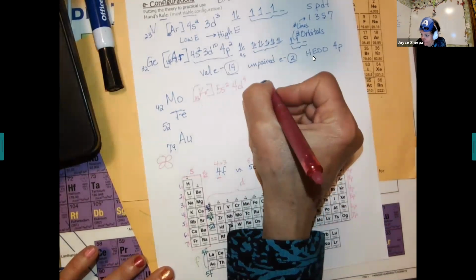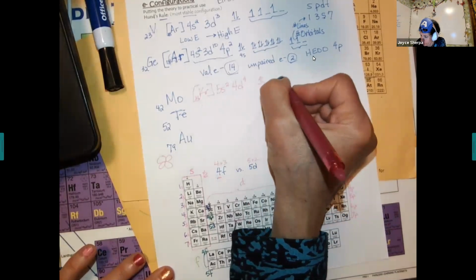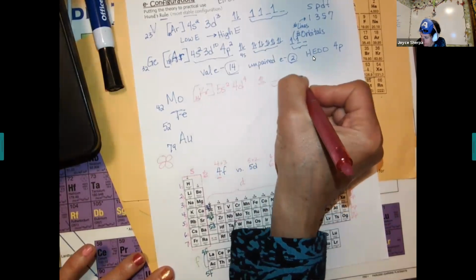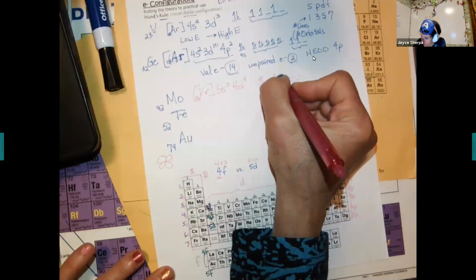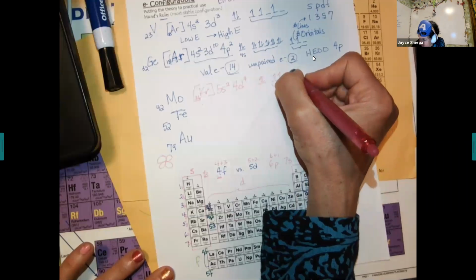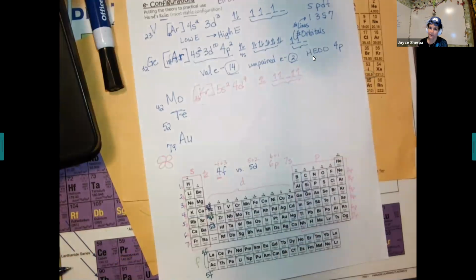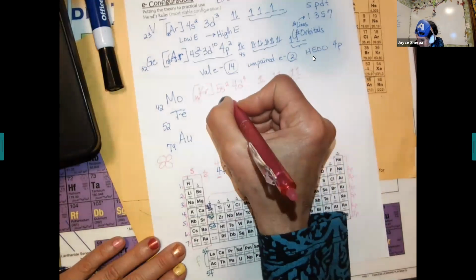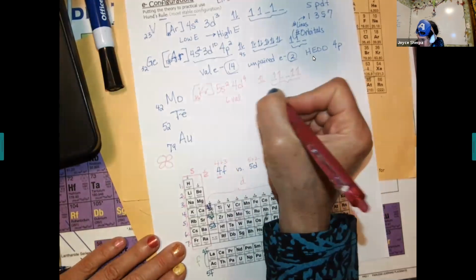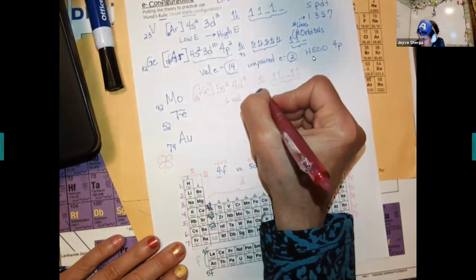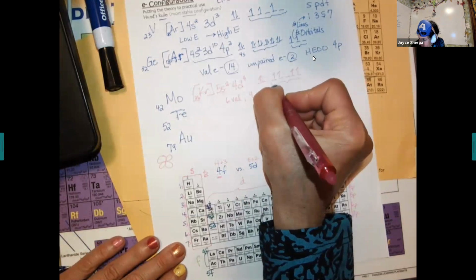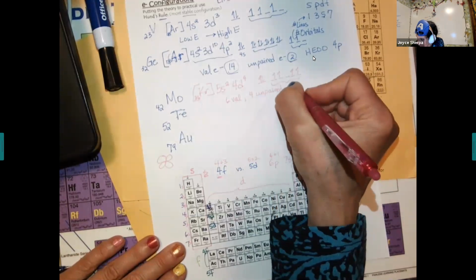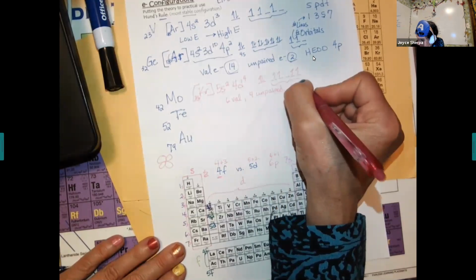And then we show our order. 2, 1, 2, 3, 4, 5, bracket them. These 4 just all spin the same way in separate orbitals, any 4 orbitals you want. So 6 valence, 4 unpaired, and 4D is the HEO.